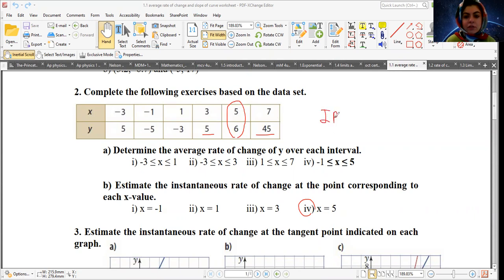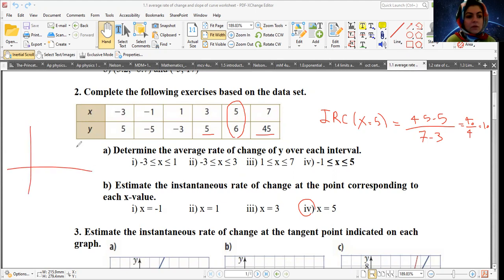So these 2 points, if you take the average of these 2 points, instantaneous rate of change at x equal to 5 is the same as average rate of change between the 3 and 7. So y2 minus y1, y2 is 45, minus y1, which is 5, divided by x2 minus x1, 7 minus 3. 40 divided by 4 is 10. So this is the mean value theorem.